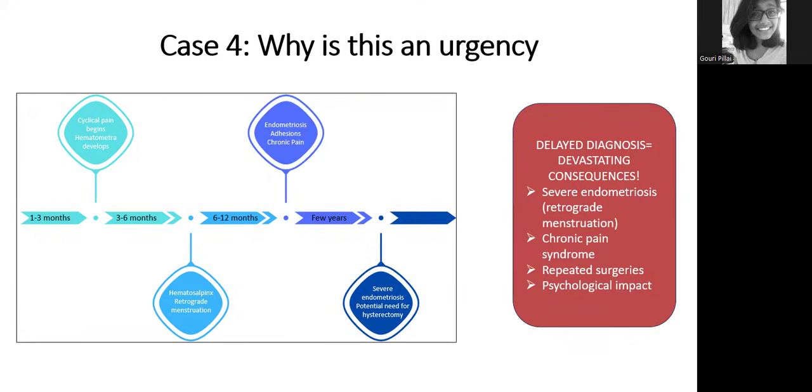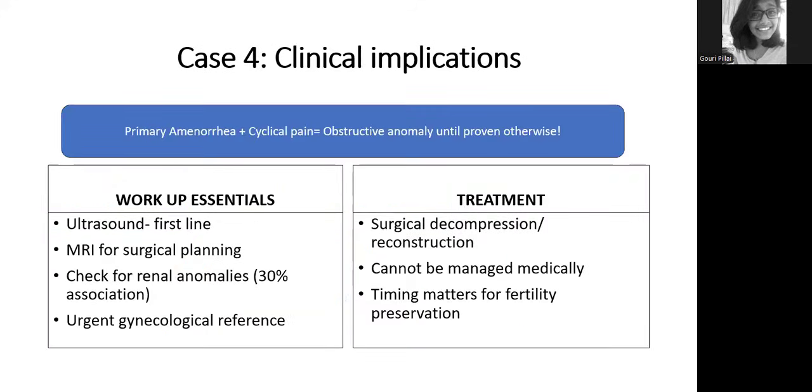This patient also demonstrates the important association with renal anomalies, which are present in around 30% of the cases. The take-home message here is that primary amenorrhea with cyclical pain equals obstructive anomaly unless proven otherwise. This requires urgent gynecological referral and cannot be managed medically.